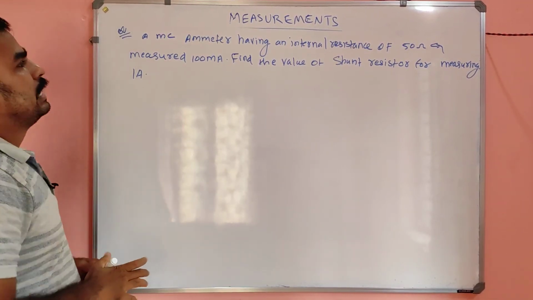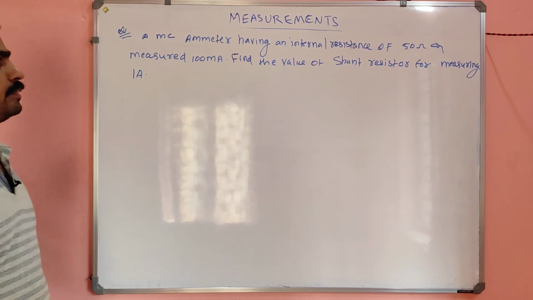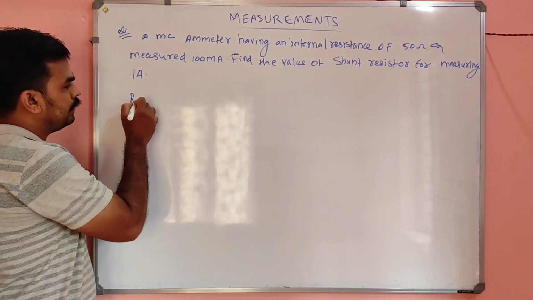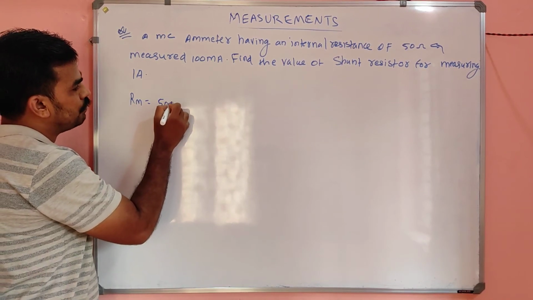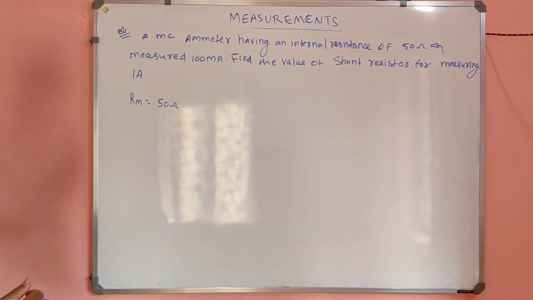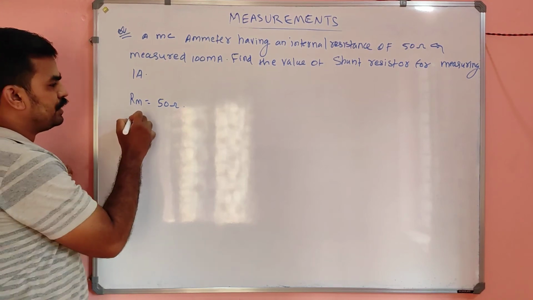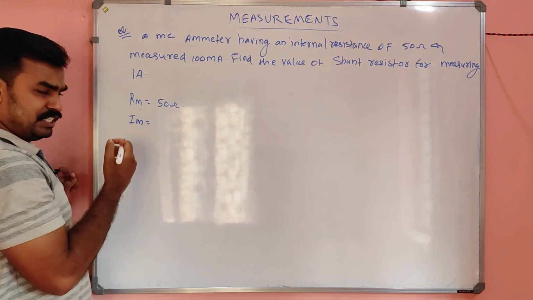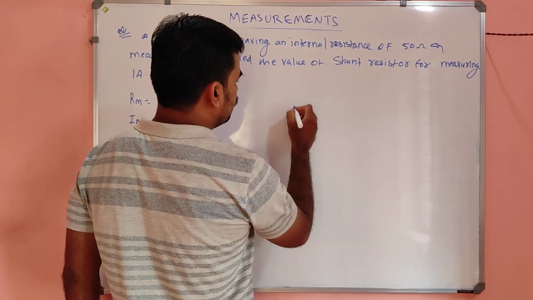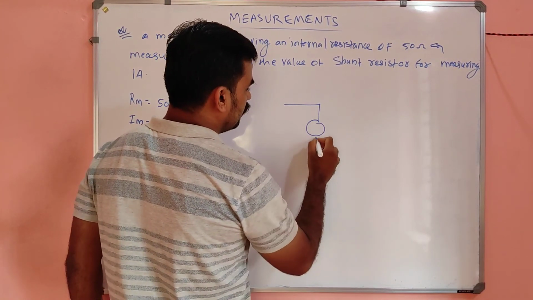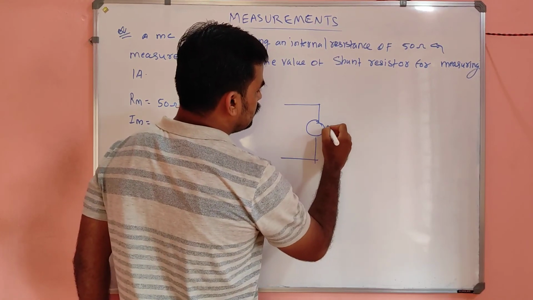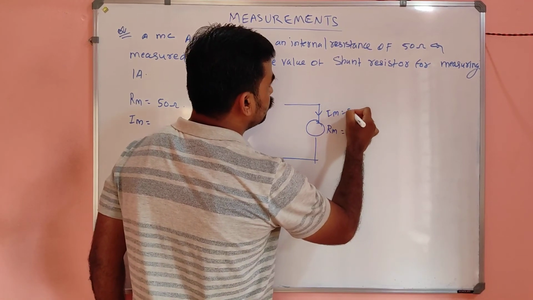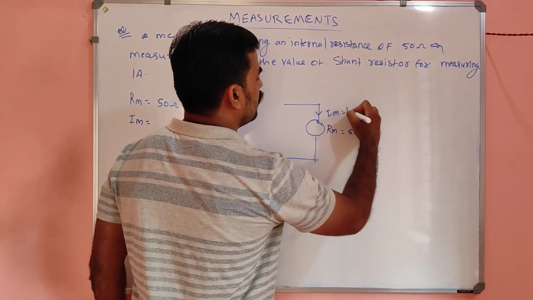What is that? A moving coil ammeter, an MC ammeter, right? Having an internal resistance of 50 ohm, which means the meter resistance is given as 50 ohm, and it measured 100 milliampere. Normally it measures the meter current. If you draw the rough figure, the meter resistance Rm is equal to 50 ohm. It normally measures a current of 100 milliampere.